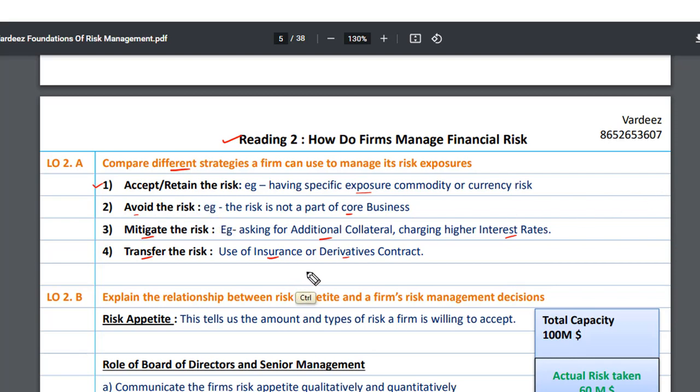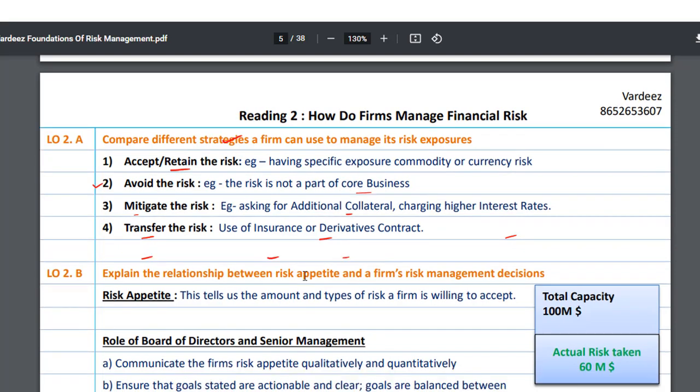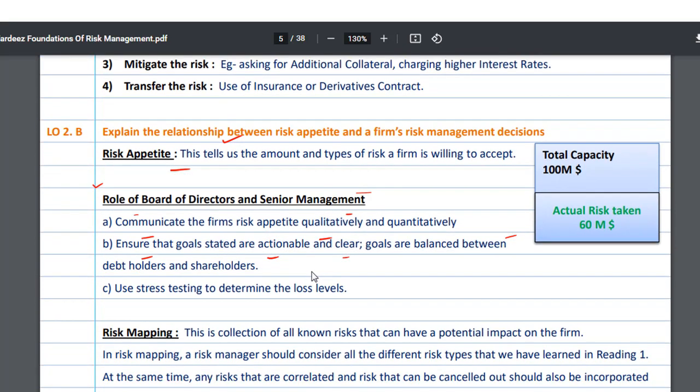Okay, talking about the relationship between risk appetite and a firm's decision. Well, now let's introduce the idea of risk appetite. So what do we mean by that? It tells us the amount and the types of risk that a firm is willing to accept. Now here, do not confuse willingness and ability.